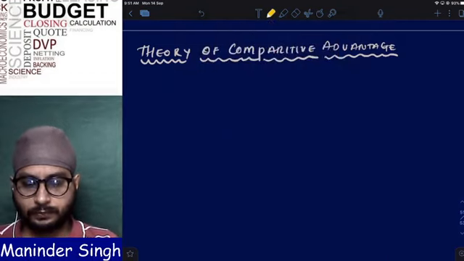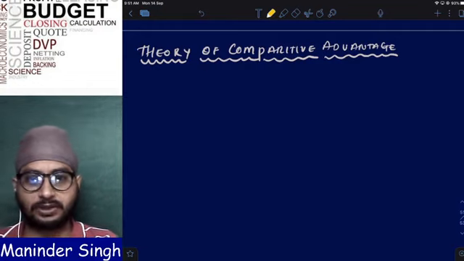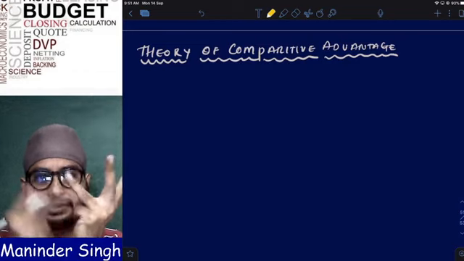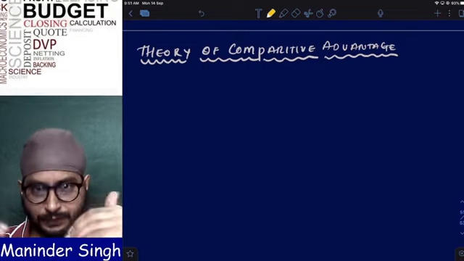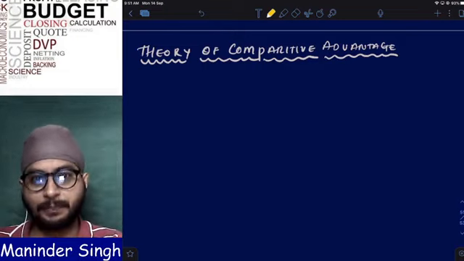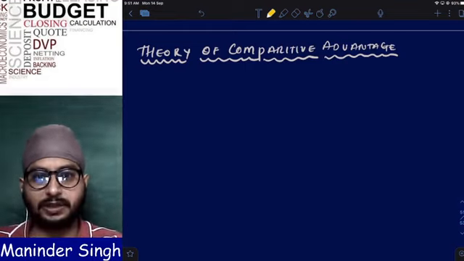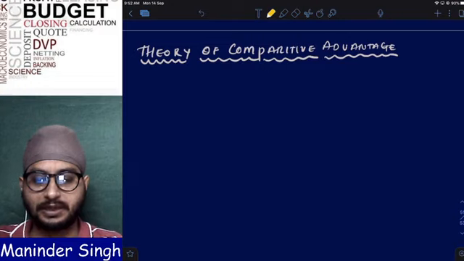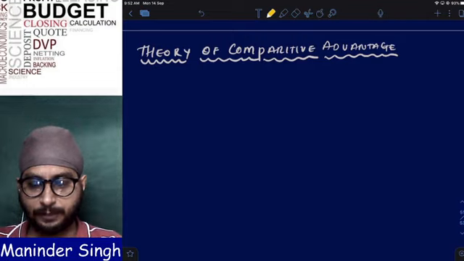Clear? Theory of comparative advantage. Till now, in Adam Smith's advantage theory, he clearly told us that trade will happen only when I am at an absolute advantage in one product and absolute disadvantage in one more product, and you are also at an absolute advantage in one product and absolute disadvantage in one more product. But what happens when in both the cases I am at an absolute advantage and in both the cases you are at an absolute disadvantage? In that case also trade can happen, and that theory is called the theory of comparative advantage. Clear?